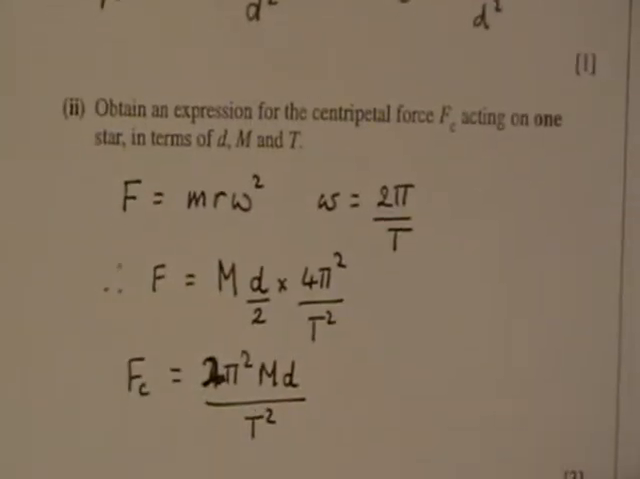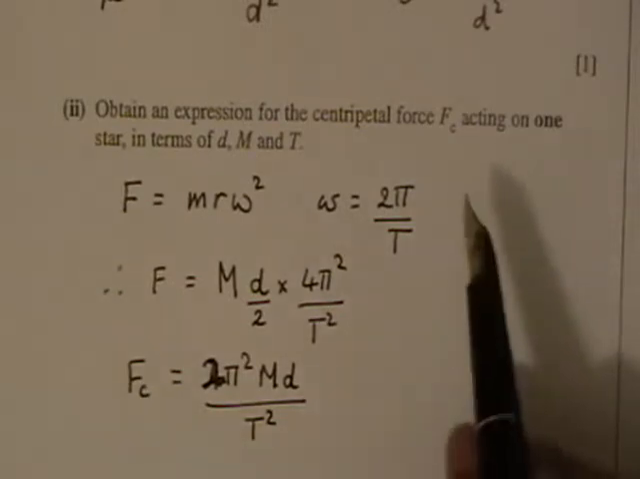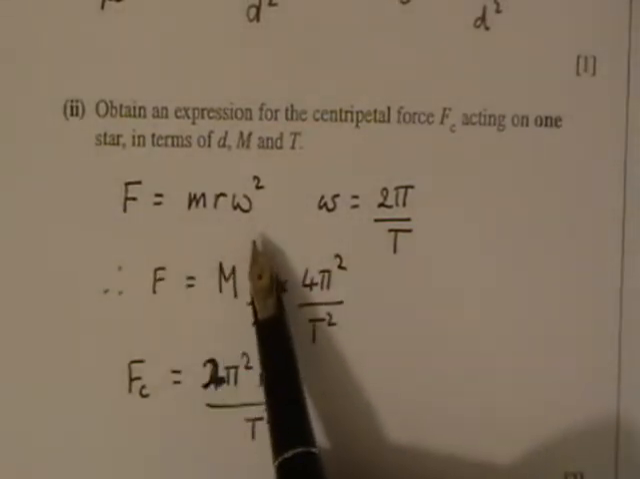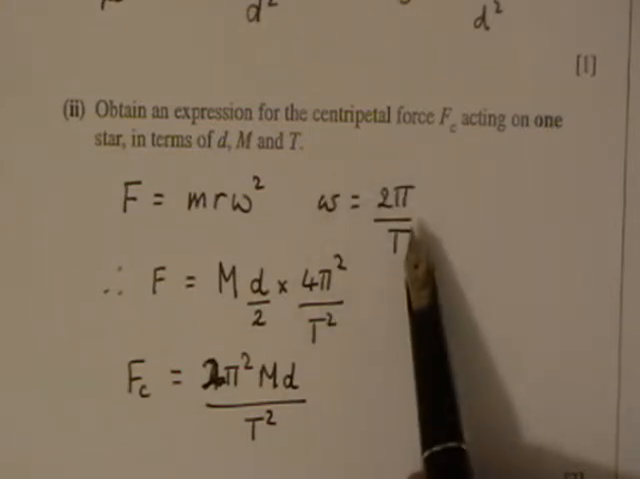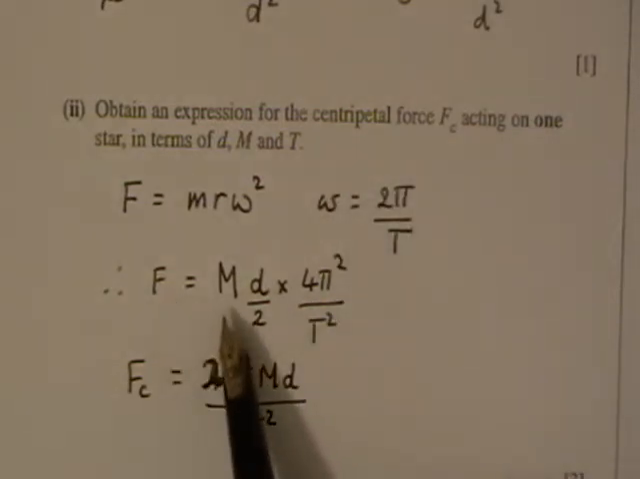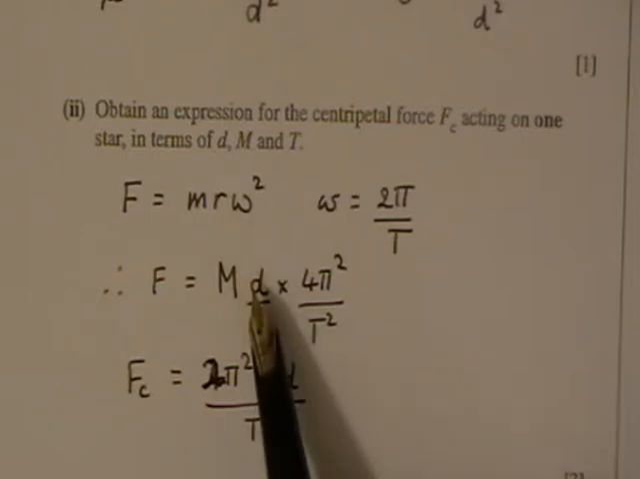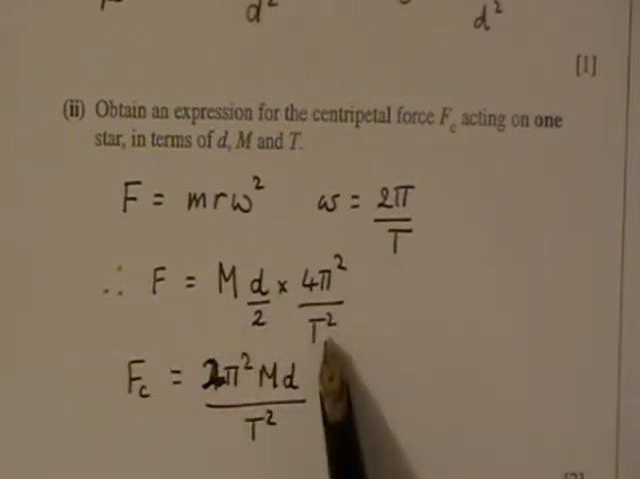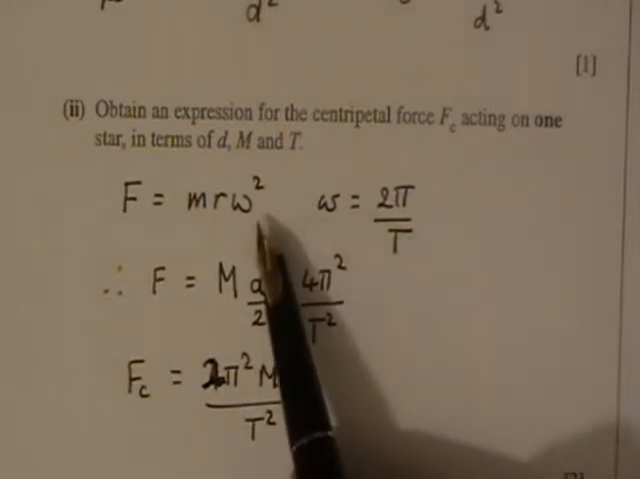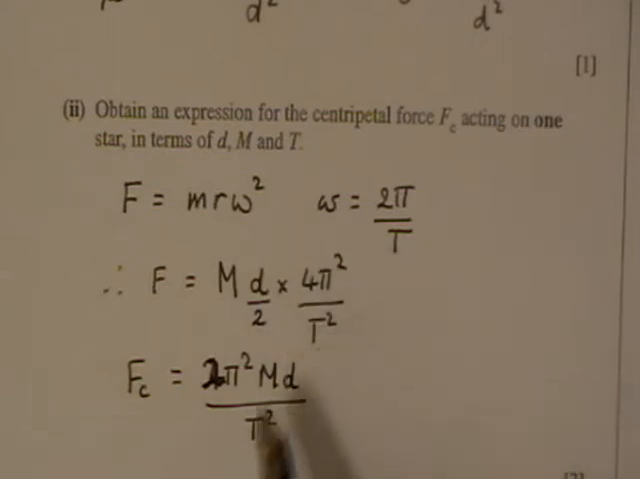Next part asks for us to obtain an expression for the centripetal force. So we have F equals m r omega squared. Omega is given by 2 pi over T. So we can say F is equal to m times the radius of orbit, which is d over 2, times 4 pi squared over T squared, whenever we put 2 pi over T for omega. So that gives us that the centripetal force is equal to, the 2 cancels with the 4 to give us, 2 pi squared m d over T squared.